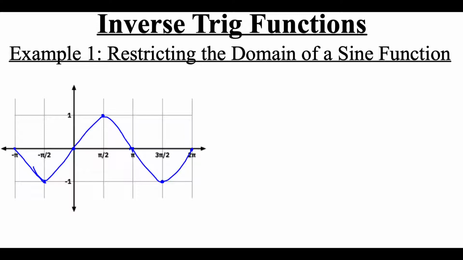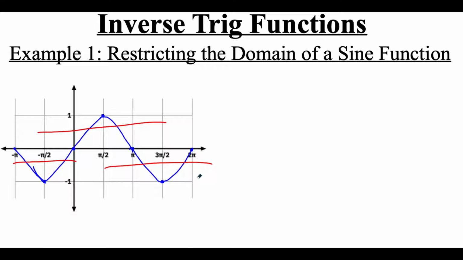Now, in order for the inverse to exist, our graph needs to pass the horizontal line test. And because of the way our waves are structured, our graph fails the horizontal line test. So what we're going to have to do is restrict down the domain so that we're only looking at a certain portion of our graph in order to get it to pass the horizontal line test.